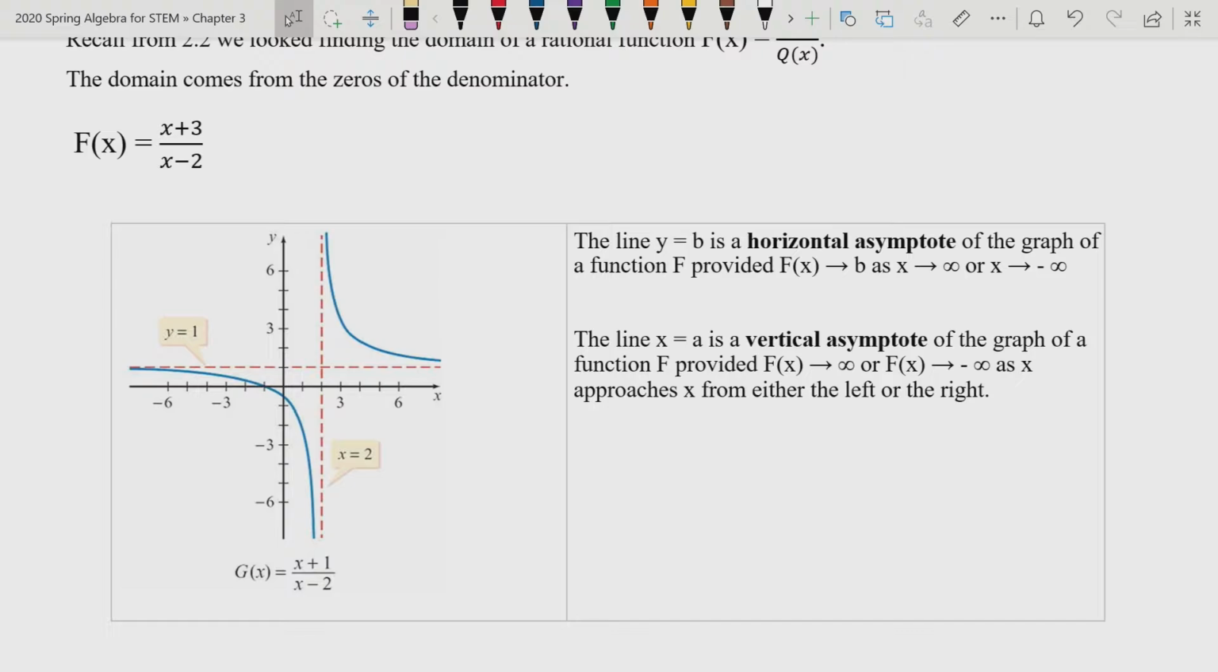The line y equals b is a horizontal asymptote of the graph of a function f, provided that as x gets really large, the function value approaches that number. Or if x gets really large in the negative direction, if the function value approaches there, that's a horizontal asymptote. The line x equals a is a vertical asymptote of a function f, provided that the value of the function goes towards infinity as you get closer and closer to the x value in question.